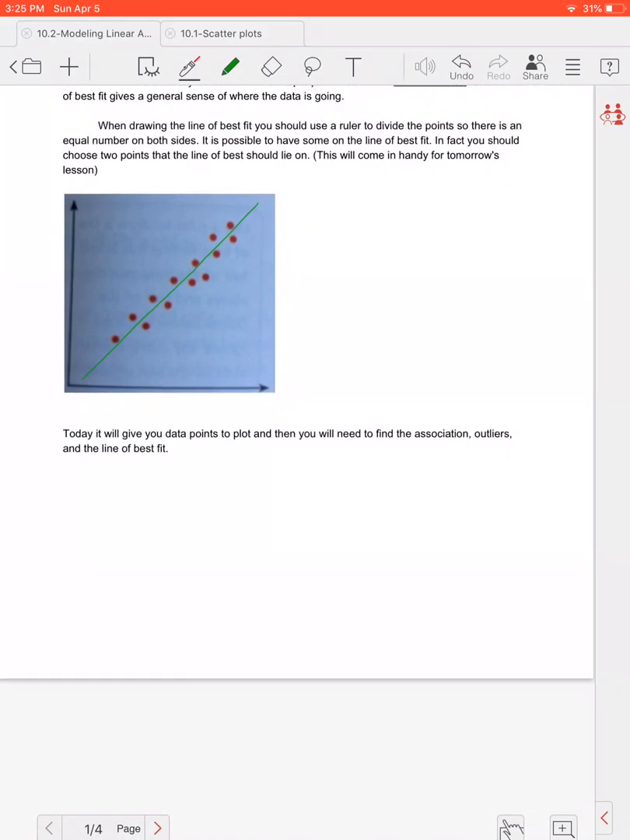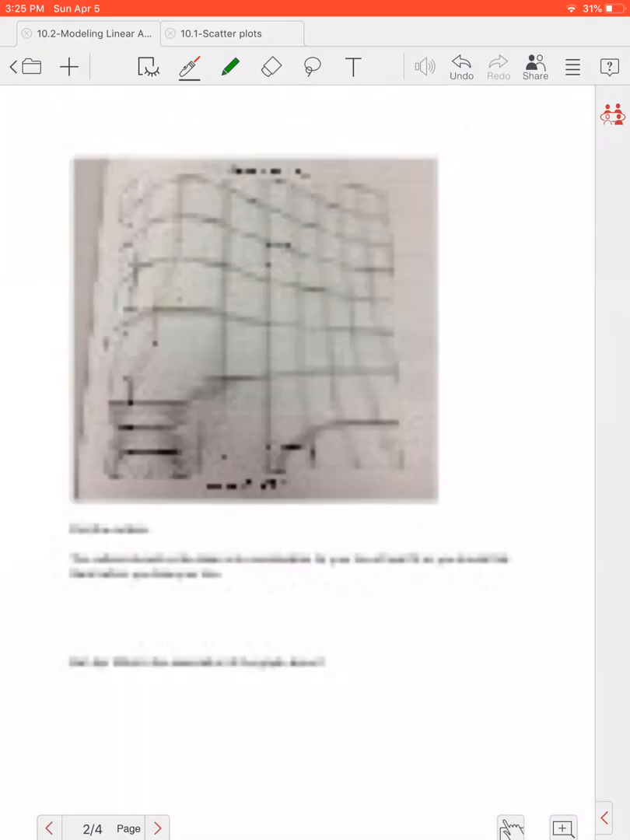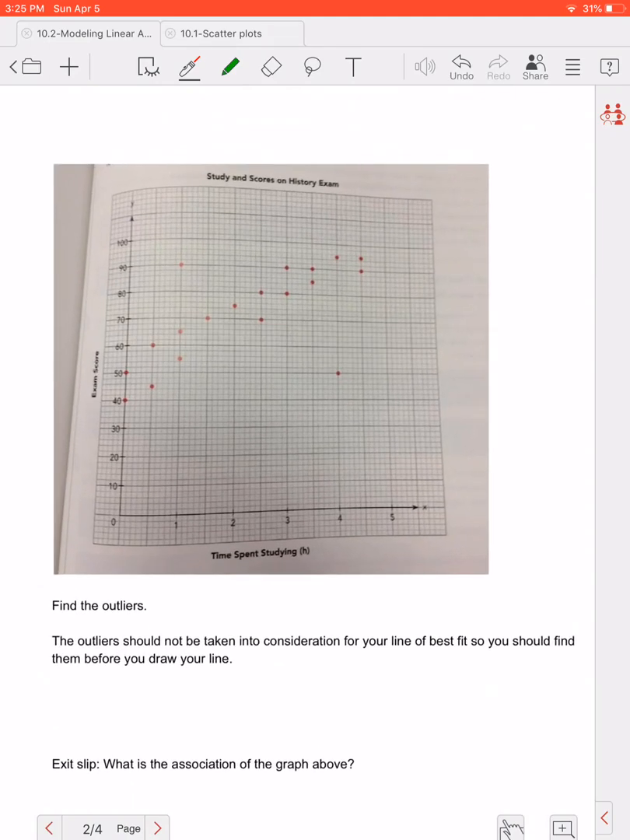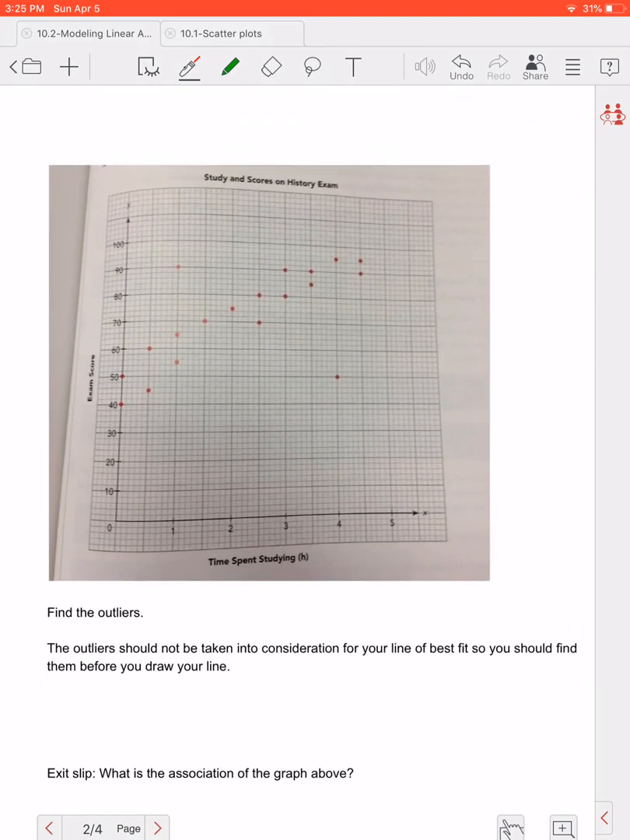So today we'll be given the data points to plot, and you need to find the association, the outliers, and the line of best fit. When we're looking at this, let's talk about the association first. I would say this is a fairly strong one. We can identify the two outliers here, so I'm just going to circle the outliers. My outliers are in blue, or you can tell me what the point is.